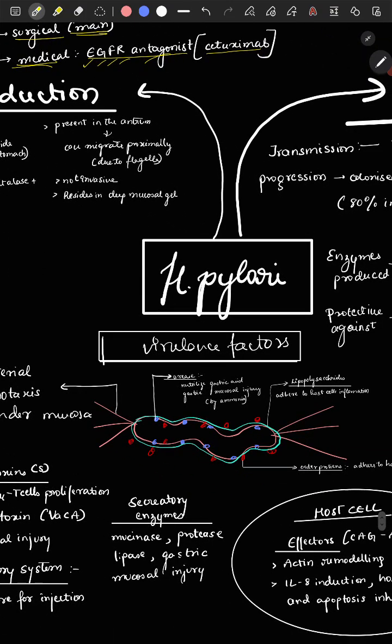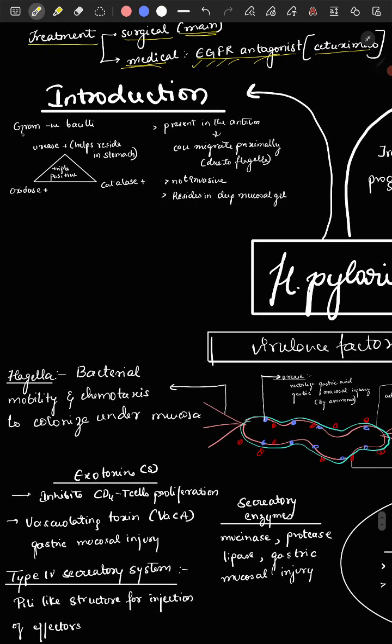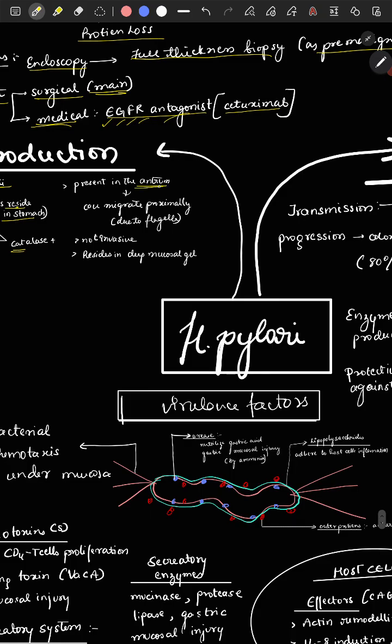Next, let's talk about H. pylori. As you know, it is a gram-negative bacillus. It is urease positive, and the urease present in it helps it to reside in the stomach. It is also catalase positive and oxidase positive. It is present mainly in the antrum region, and it can migrate proximally due to the flagella, but it is not invasive. It resides in the deep mucosal gel.